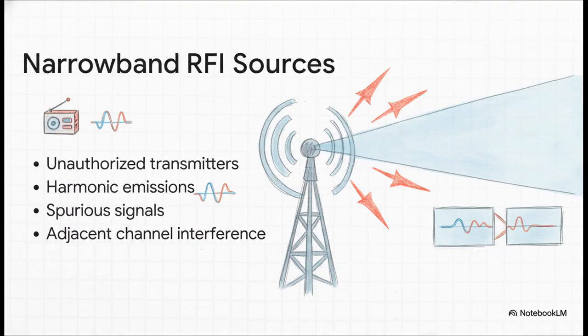So where does this stuff even come from? Well, a lot of times it's from things like an illegal radio broadcast or maybe a piece of equipment that's, well, leaking. It creates these extra little signals it's not supposed to, called harmonics or spurious signals. Or sometimes it's just a perfectly legal signal on a nearby channel that's just too powerful and kind of spills over into its neighbor's yard.